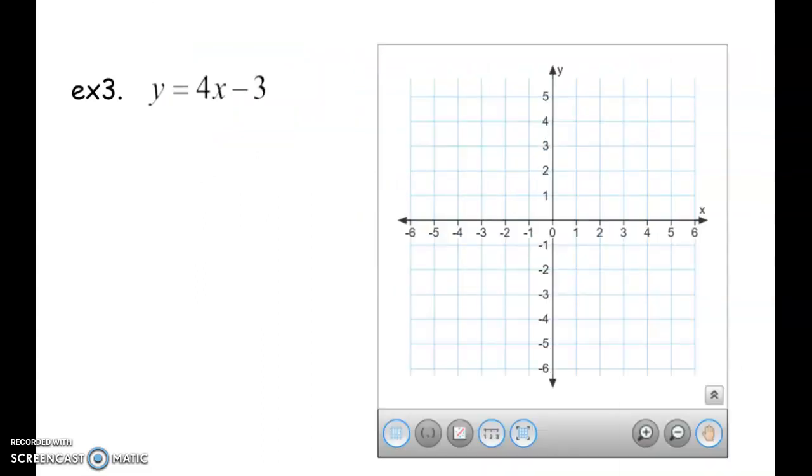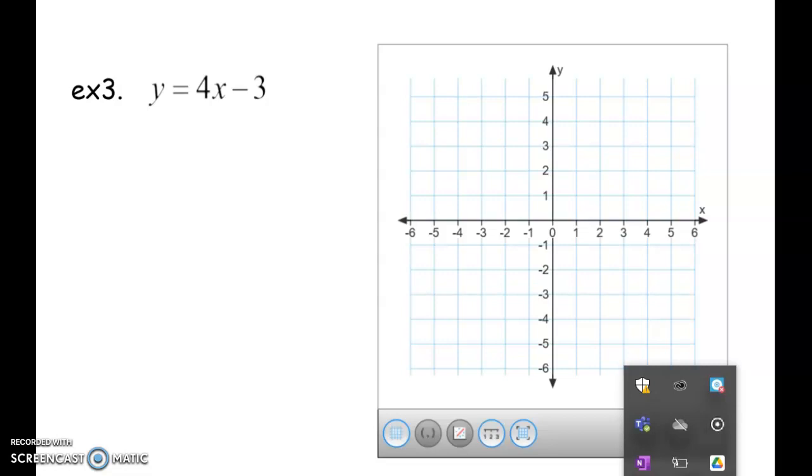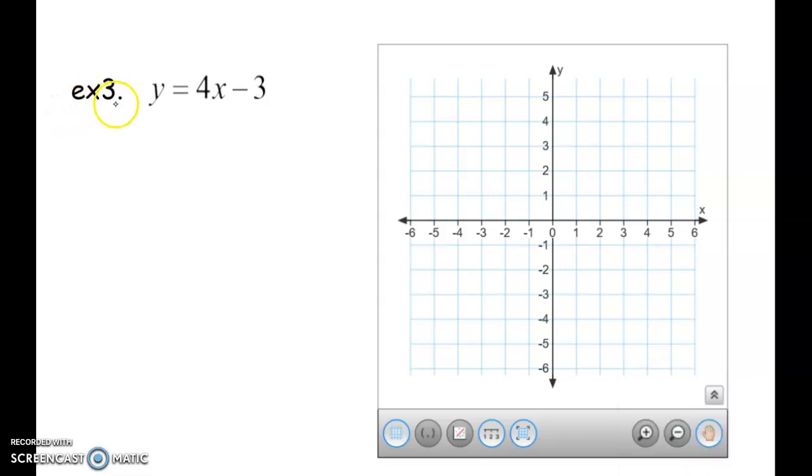All right, so we look at this equation and we're thinking, okay, we need to put it in slope-intercept form. But what we notice is that, for example 3, it's already in slope-intercept form. We wanted it in the form of y equals mx plus b, and it is. So go ahead and graph that, and then I'll put the answer up here in just a minute.